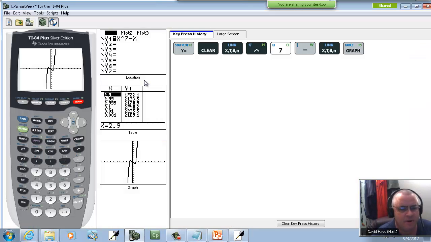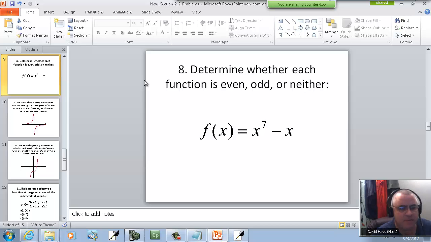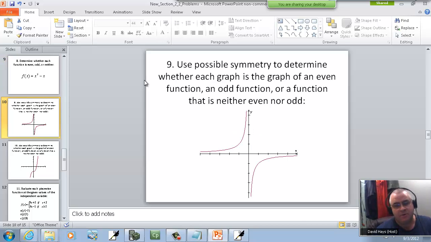Now these next problems just give you the picture, and you're to tell what's going on with it. It says use possible symmetry to determine whether each graph is the graph of an even function, odd function, or a function that is neither even nor odd. Well, it's definitely not even. If I take this piece right here, it's on my second quadrant, flip it across the y-axis, there's nothing for it to land on in my first quadrant. So it's not even. It is odd though. If I take this piece here, flip it across the y-axis, and flip it across the x-axis, it will land on this part of the graph down here. So number 9 is odd.